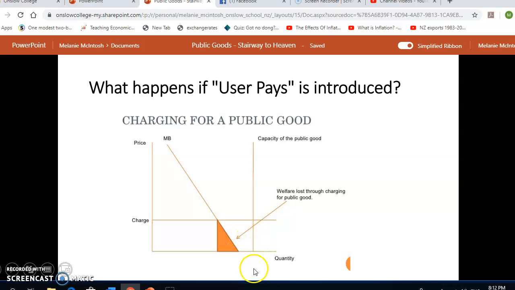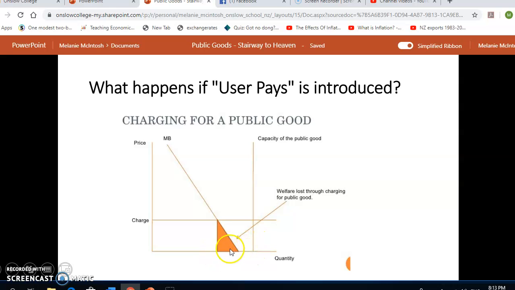You can read the diagram as I'm going, and that's the capacity of the park. So what this orange triangle is saying, and yes, the deadweight loss is pretty much always a triangle, is that this is the benefit that is lost to users, and to society, if a charge is imposed. The benefit of people enjoying this park is lost if you put a charge on it, because a charge restricts it to here.